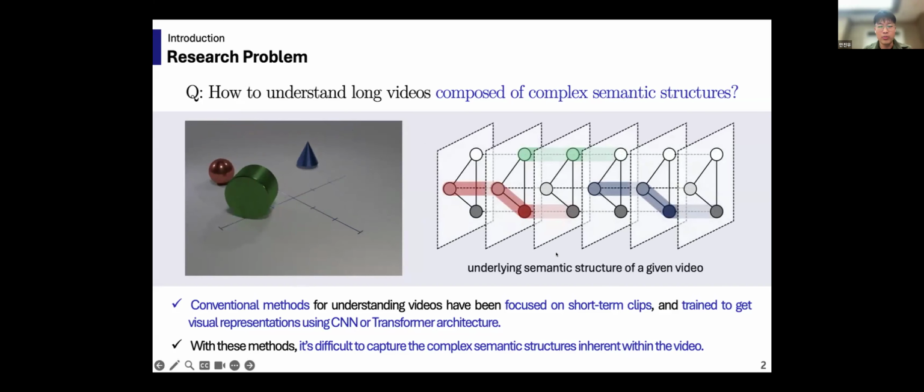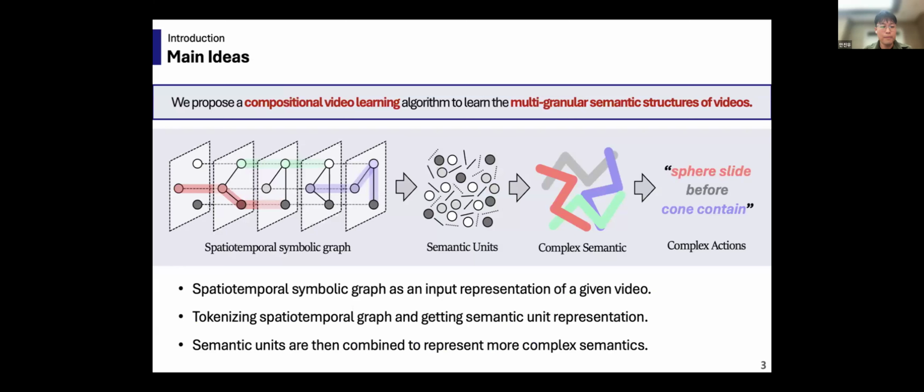So our main problem was to build a model which understands the underlying semantic structures of a given video. We tried to tackle this problem by proposing a compositional video learning algorithm, which learns the multi-granular semantic structures of a video. We thought understanding a video compositionally means breaking it down into its smallest unit called a semantic unit, and then understanding complex semantics through the combinations of these.